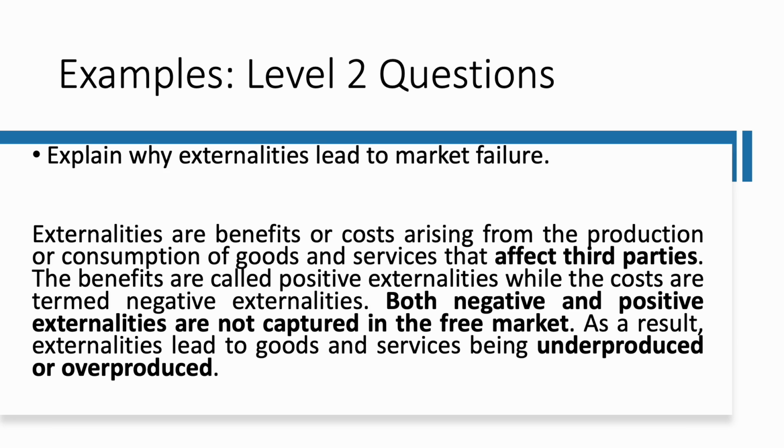Now, highlighting third-party effects is important. In other words, it must be clear that there are persons who can benefit or suffer from the production process. You must highlight that externalities are not captured in the market, so producers or consumers do not take the positive or negative effects into account. Also, you must conclude that as a result of these externalities, there will be too much or too little produced in the market.